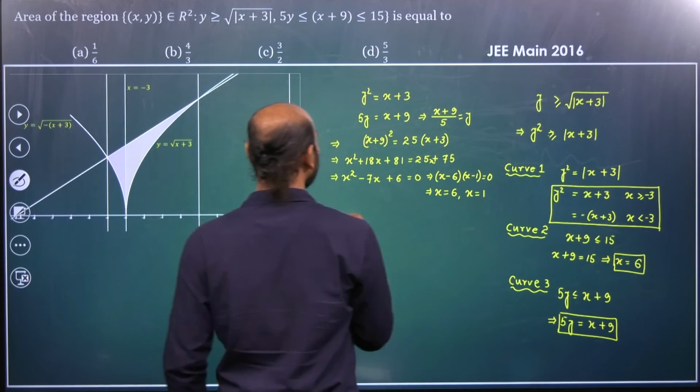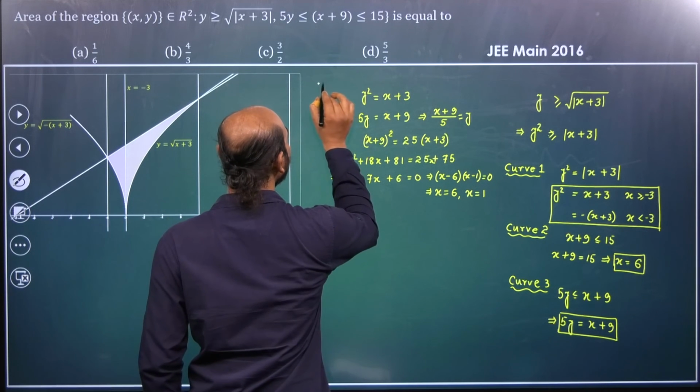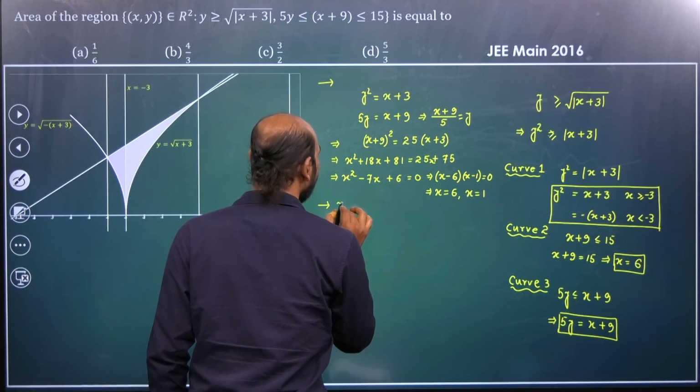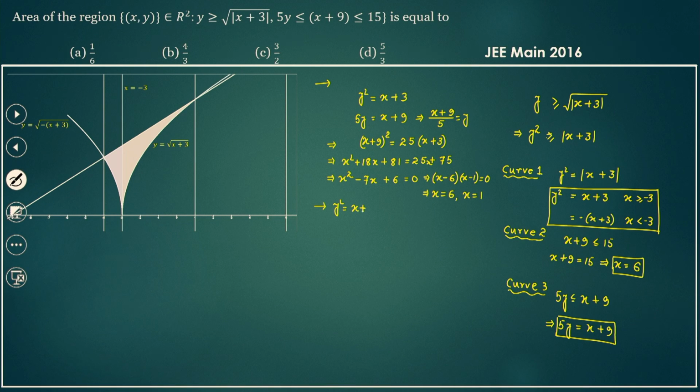So let's go ahead and consider the second case. To find the point of intersection, this is one step. The next step is we take y squared equal to x plus 3, with everything taking a minus sign, and we consider 5y equal to x plus 9. They intersect, so we find the point of intersection. So x plus 9 whole squared is equal to minus 25 times x plus 3. If I expand it again, we get x squared plus 81 plus 18x minus 25x and minus 75.